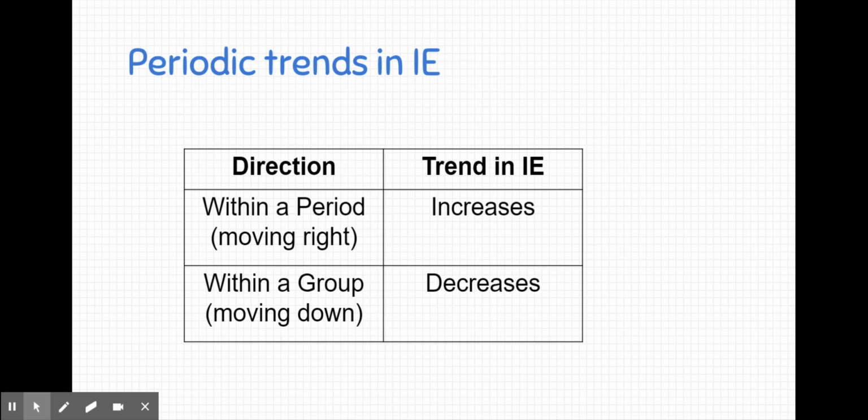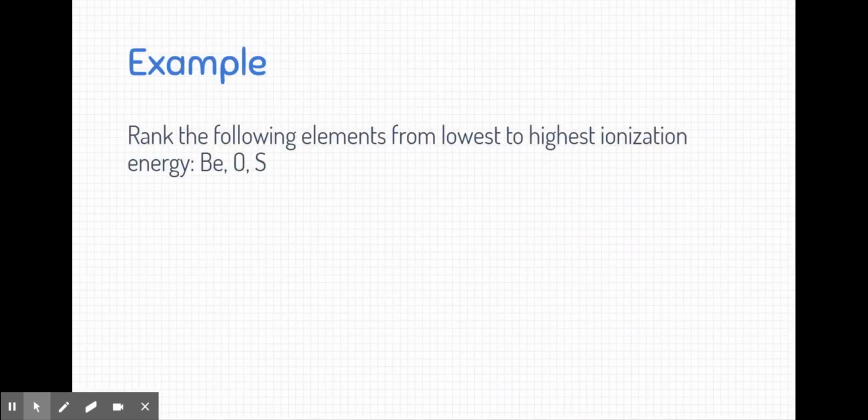So let's now take a look at an example. Here's our example. Rank the following elements from lowest to highest ionization energy: beryllium, oxygen, sulfur. We're going to switch over to the whiteboard right now and go through that example together.